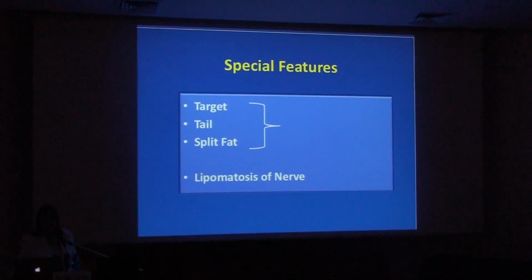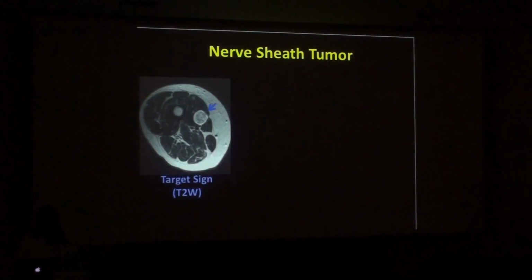For some reason, nerve sheath tumors have won the lottery in terms of signs. We talk about the target sign, the tail sign, and the split fat sign as signs of peripheral nerve sheath tumors, and then lipomatosis of the nerve, which is really what we would call an atomy, which is something that you recognize the minute you see it.